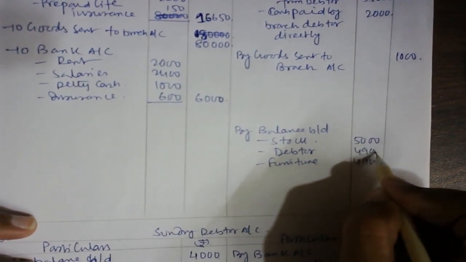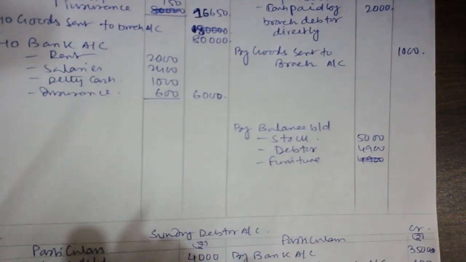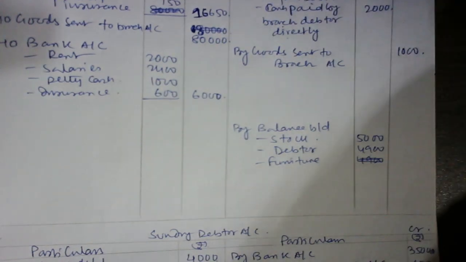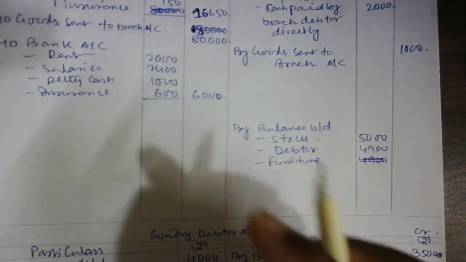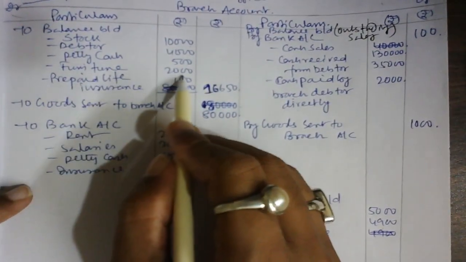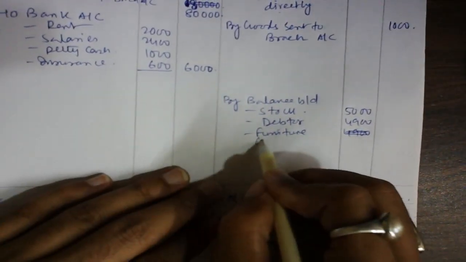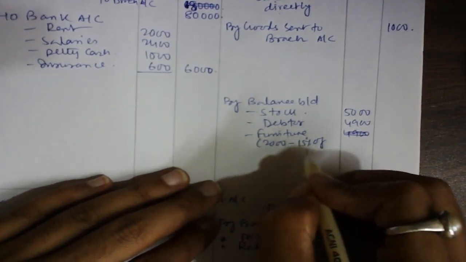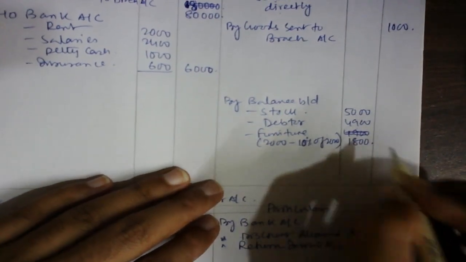अच्छा यहाँ पे बैठेगा 4900, यहाँ नहीं. 5000, 4900, furniture. अच्छा furniture, opening balance of furniture is 2000, correct? And the depreciation of 10% is given in the question. देखिए यहाँ पे दिया है. Provide depreciation 10% on furniture. So what is the furniture balance, sir? Opening furniture balance is clearly given as 2000, correct? So 2000 minus 10% of 2000, ठीक है? So 1800, can I write here 1800 directly?